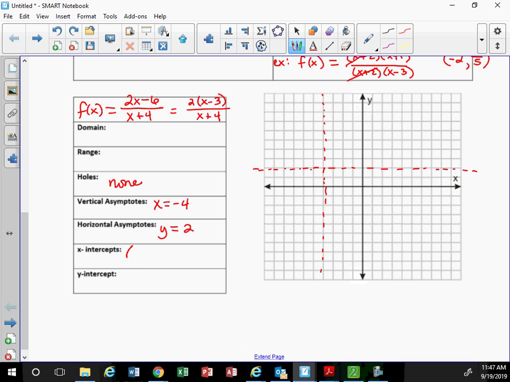Okay, x-intercept. Remember, that's where y is 0. How do I find it? Yes, the numerator equals 0. So what's it going to be this time? 3. Good.